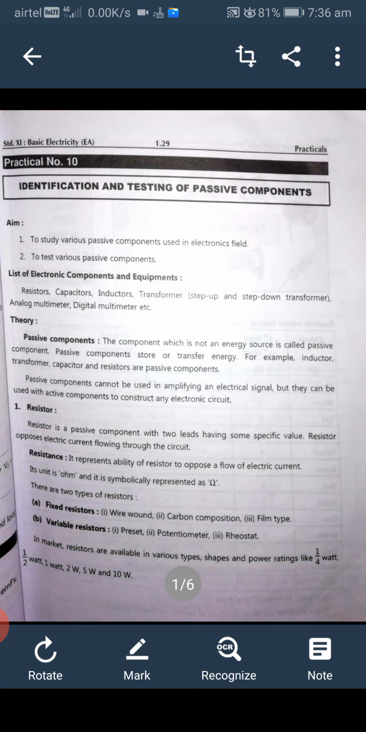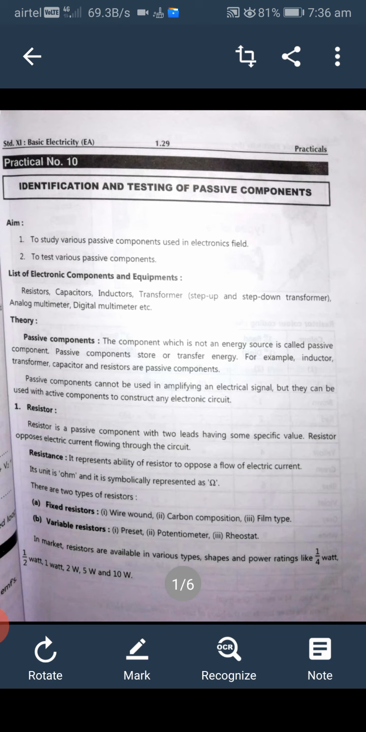List of electronic components and equipment: resistor, capacitor, inductor, transformer, step up and step down transformer, analog multimeter, digital multimeter, etc. Theory regarding this practical is as follows.